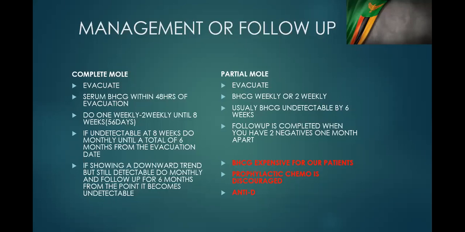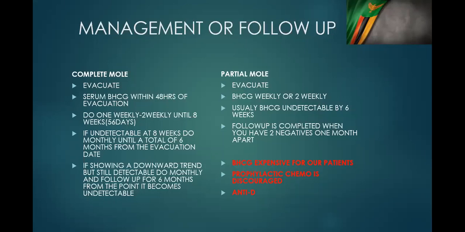So once the follow-up is complete, these patients can be discharged and they can go back to their normal lives. In a situation of a partial MOR, the situation is a bit different. What happens in a partial MOR is that you just continue doing the beta HCG levels. If you have 2 beta HCGs 1 month apart that are negative, then this patient is cured. Then the follow-up can stop. So that's really the big difference between the two.